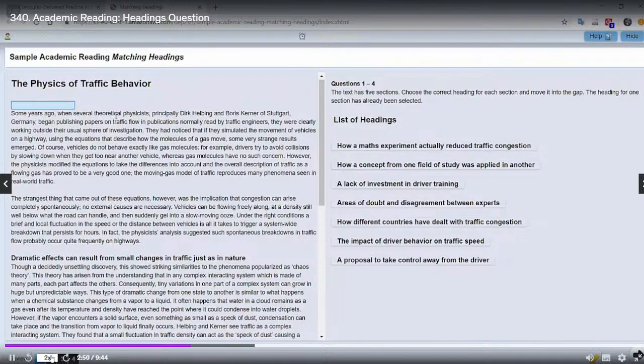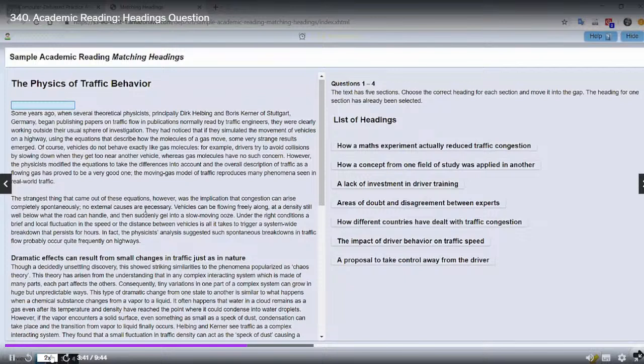Some years ago, several theoretical physicists, principally Heiberg and Kerner of Stuttgart, Germany, began publishing papers on traffic flow, publications normally read by traffic engineers. So these two physicists started to publish papers on traffic flow. They were clearly working outside their usual sphere of investigation. They had noticed that if they simulated the movements of vehicles on a highway using the equations that describe how the molecules of a gas move, some very strange results emerged. The strangest thing that came out of these equations, however, was the implication that congestion can arise completely spontaneously. No external causes are necessary.